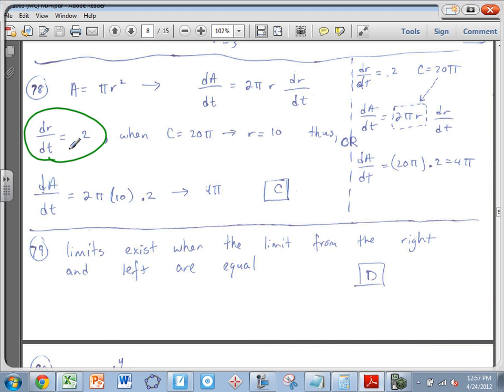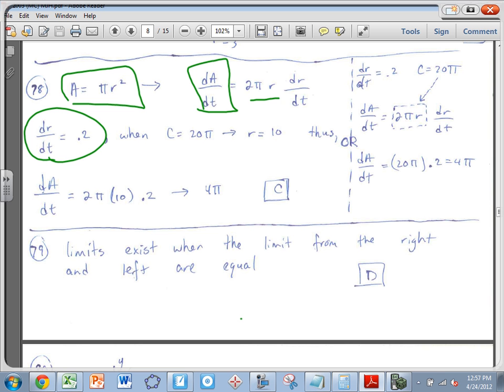Next, I then have to say to myself, I'm trying to find the rate of increase of the area. So what's the area formula? Pi r squared. I want to find the rate of increase. So I'm searching for dA dt. I know that dA dt equals, bring the 2 down, 2 pi r dr dt.